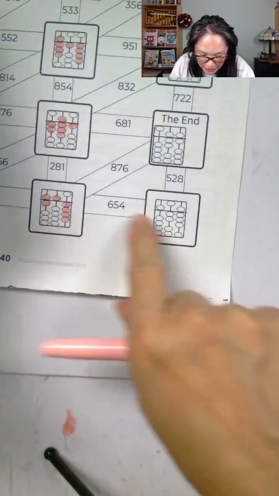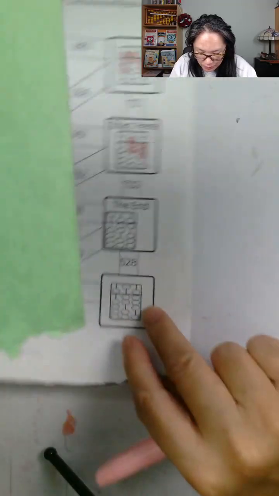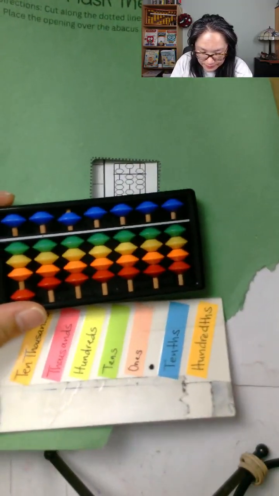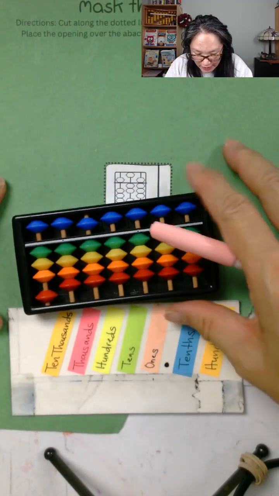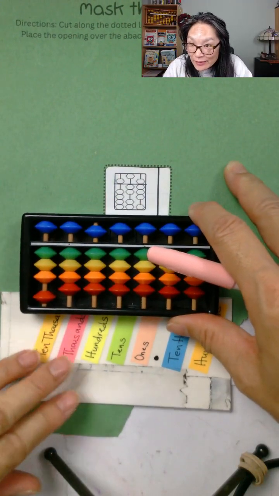I'm going to take it to this next box over here, and this is what we're going to look at. What we're doing is we're learning how to read the abacus. Thank you, everybody, for joining. Thank you so much for commenting. I feel like now I'm not the only one in the room.